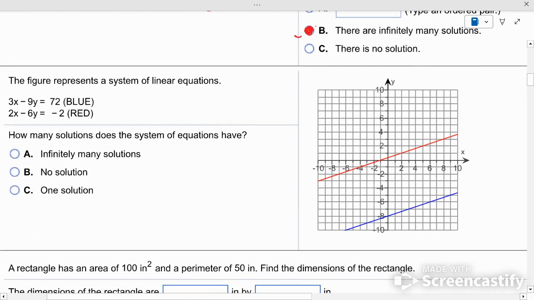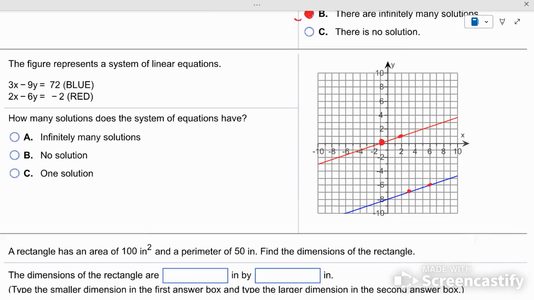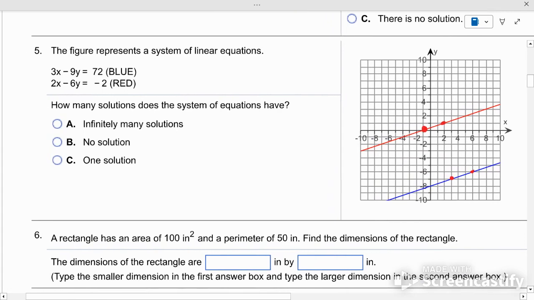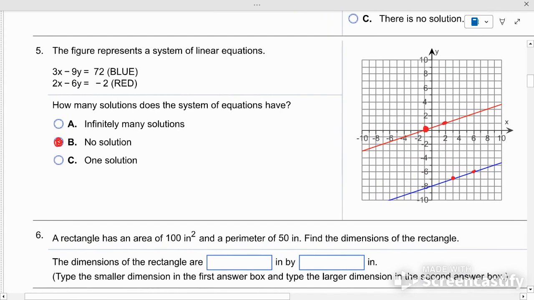Okay, are these lines parallel? From here to here, we have a rise of 1 run to the right of 3. From here to here, we have a rise of 1 run to the right of 3. They're parallel. If they're parallel, it is no solutions.